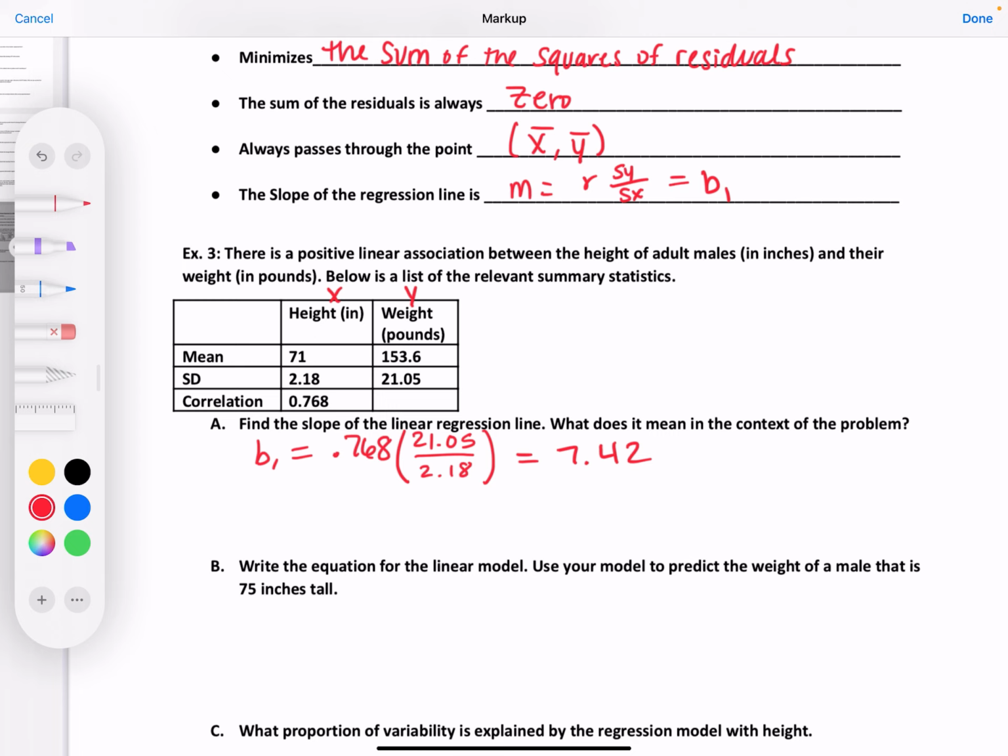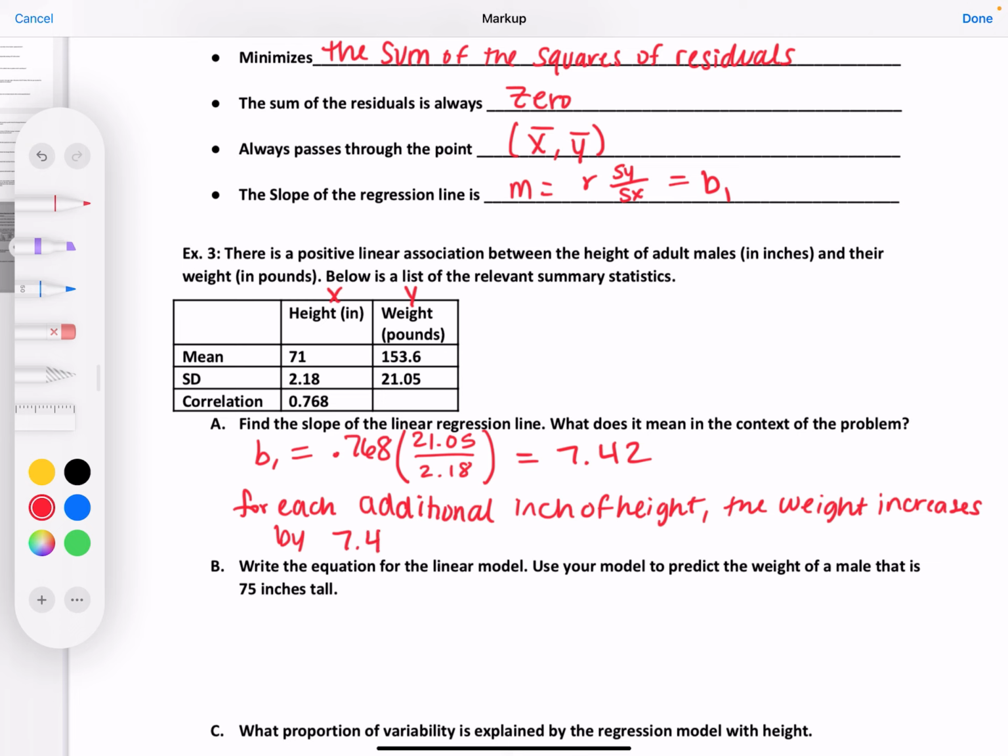So in context, this would say that for each additional inch of height, because that's what's being changed, and we know it's inches because of how it's listed up here, the weight increases by 7.42 pounds.